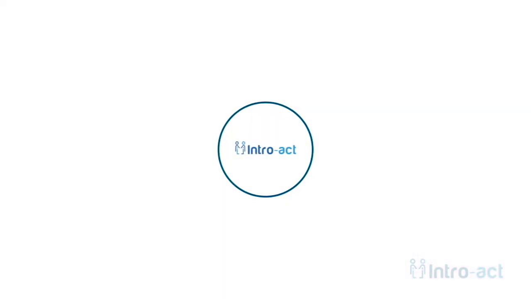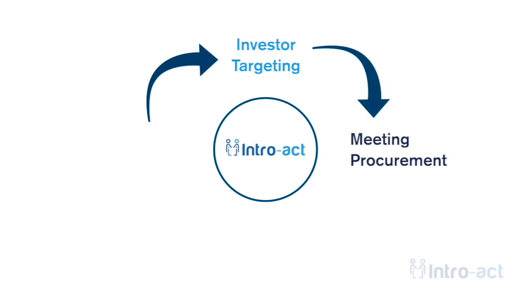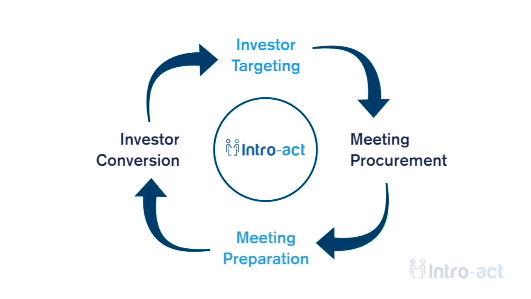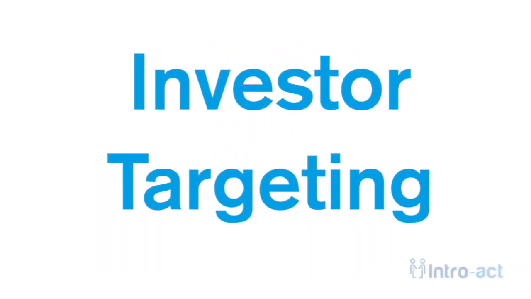There are 4 stages of investor access activities, where data is collected and stored at each stage. They are investor targeting, meeting procurement, meeting preparation, and investor conversion. Let's take a look at the first step, investor targeting.